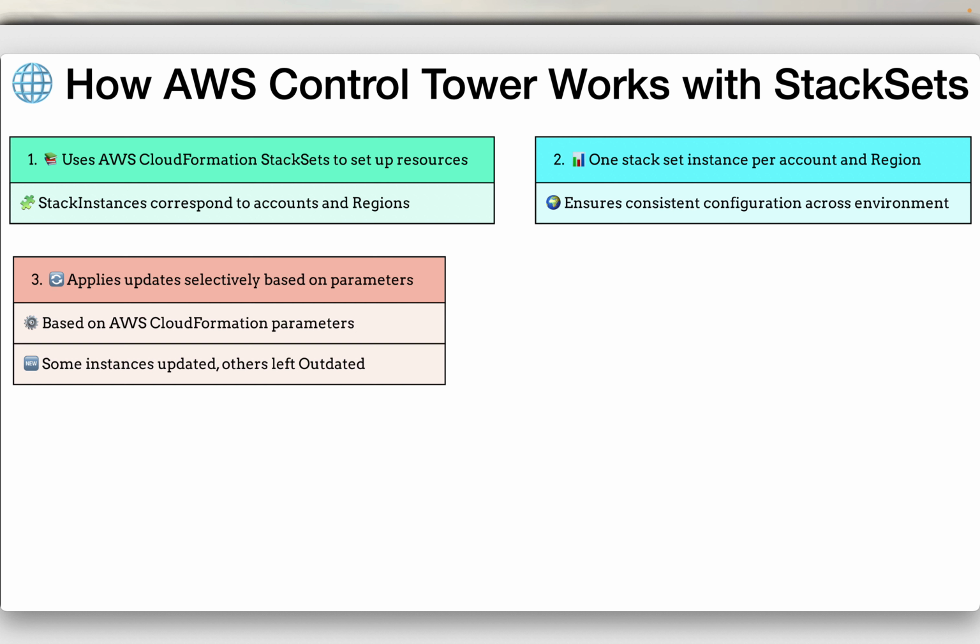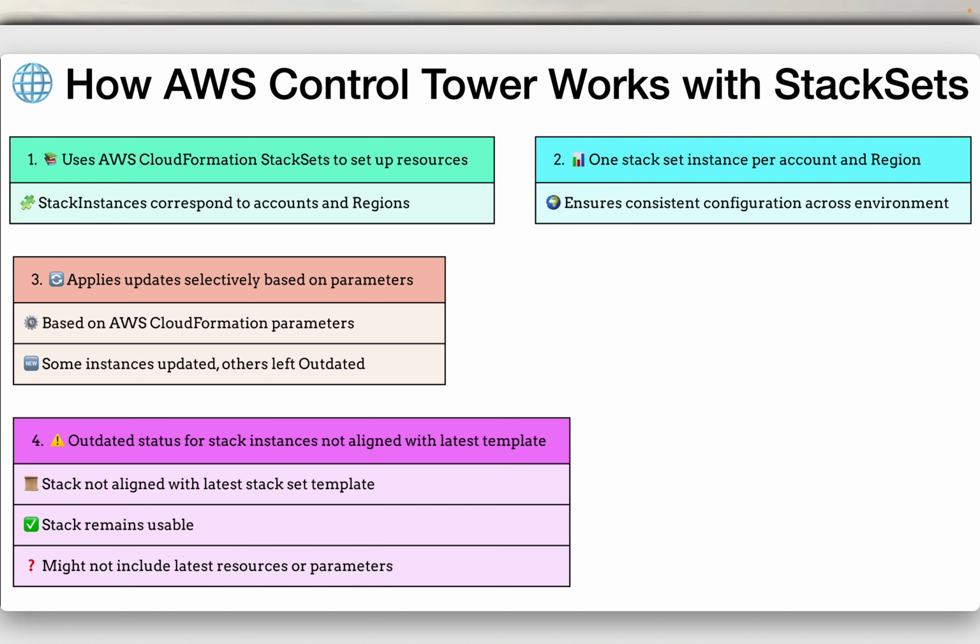AWS Control Tower applies updates to certain accounts and AWS regions selectively based on AWS CloudFormation parameters. This means that some stack instances may receive updates while others are left in an outdated state. When a stack instance goes into an outdated state, it usually means that the stack corresponding to that stack instance is not aligned with the latest template in the stack set. The stack remains usable but might not include the latest resources or parameters.